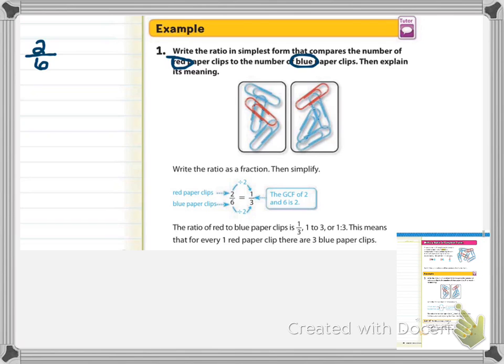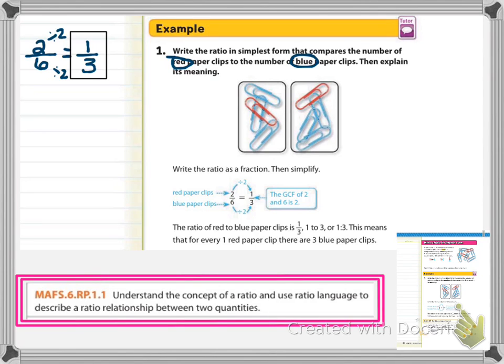Now, just like we mentioned before, you do have to simplify these. What you're going to do is look at what your greatest common factor is between 2 and 6. The biggest number that goes into the 2 and the 6 is 2. So you would simply divide both those numbers by 2, giving you 1 over 3. Now let's talk about what that 1 over 3 is going to mean.